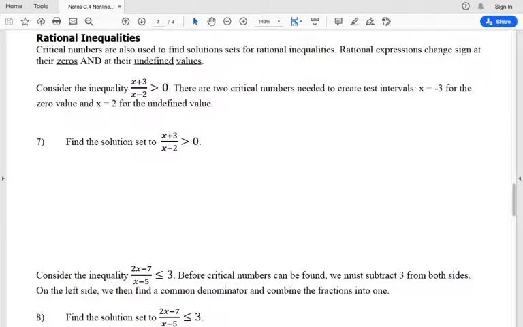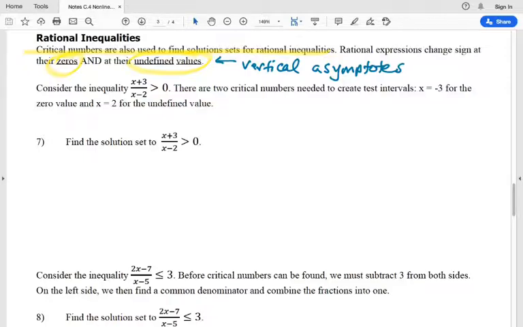Okay, so for rational inequalities, critical numbers are also used to find the solution sets. You're going to use their zeros and their undefined values. Their undefined values will actually be their vertical asymptotes. Those are the places that those functions change signs from positive to negative.